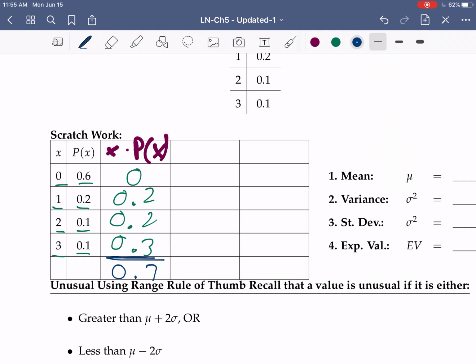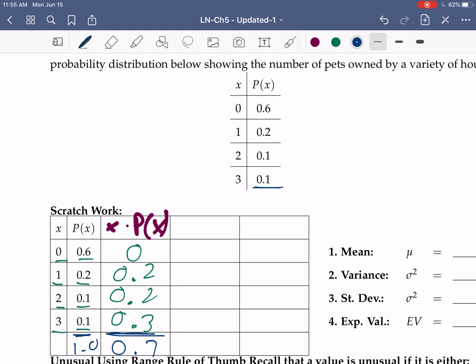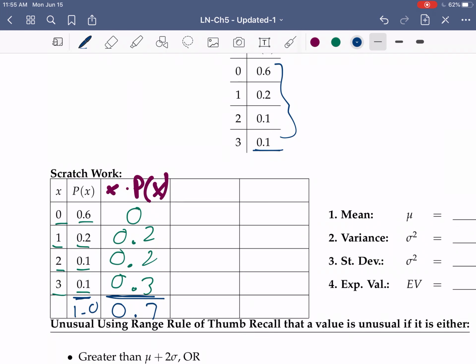Notice if I add up the p of x column, that adds up to 1.0, which is nice because that does suggest that this at least has a possibility of being a probability distribution. I also observe that all of those are between 0 and 1, and so it is in fact a probability distribution.